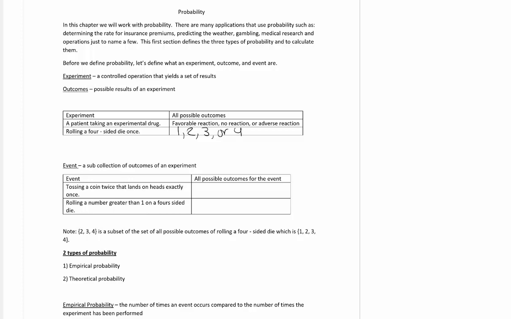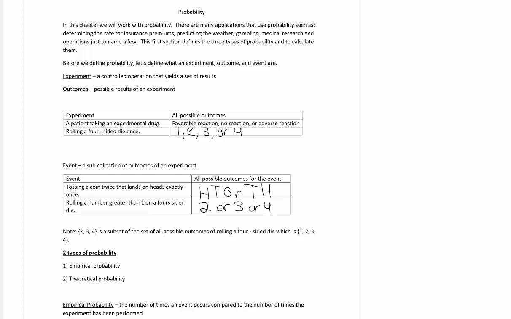So an event is a sub-collection of outcomes of an experiment. An example: tossing a coin twice that lands on heads exactly once. Well, that could be heads and then tails, or tails then heads. Notice some of the other scenarios could be heads, heads, or tails, tails, but it doesn't land on heads exactly once. All right, rolling a die greater than 1 on a four-sided die. Well, that could be 2, or 3, or 4.